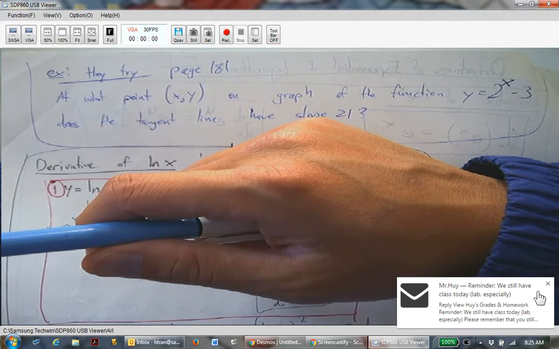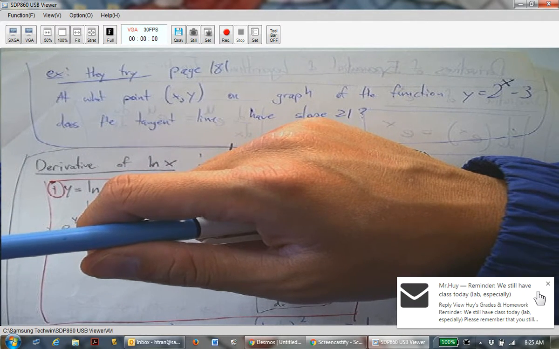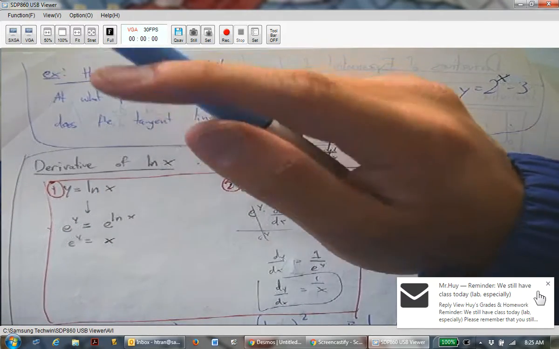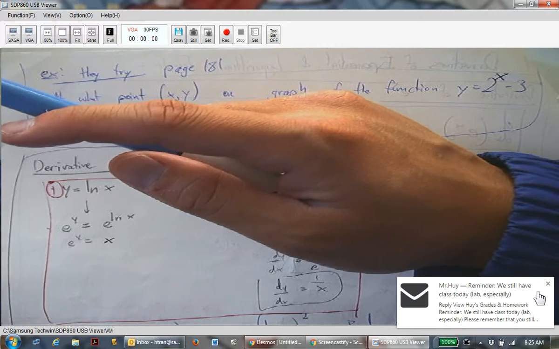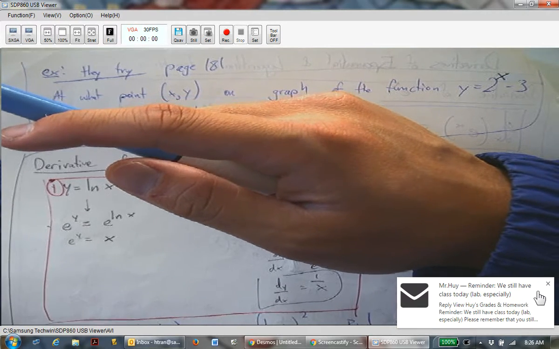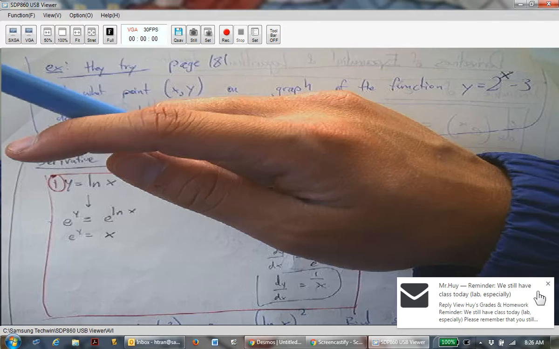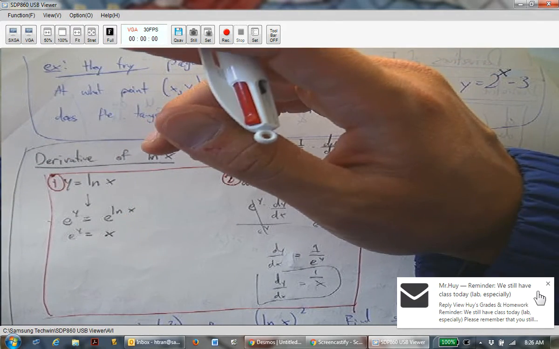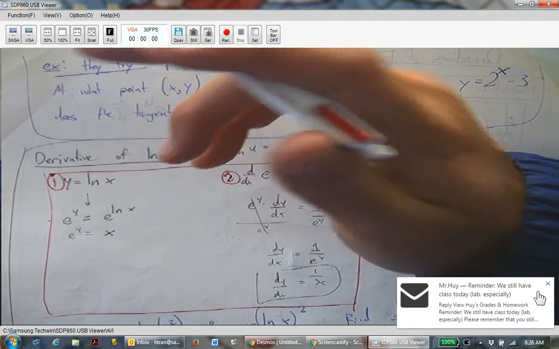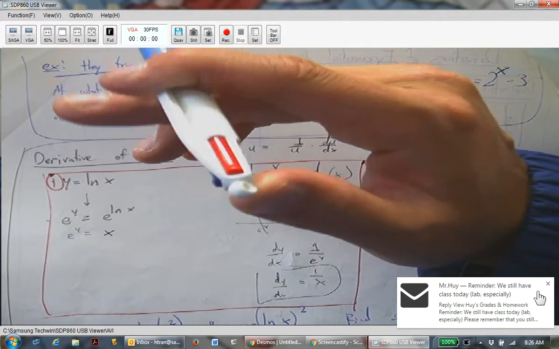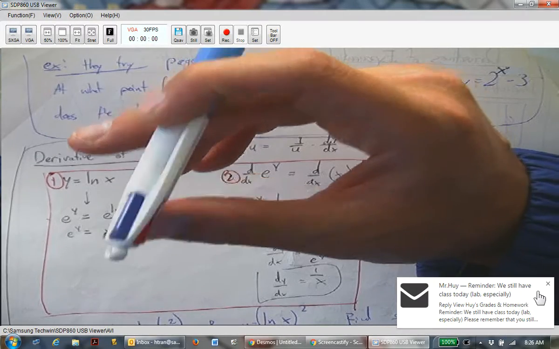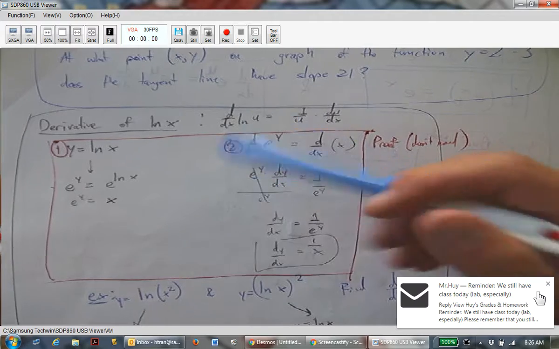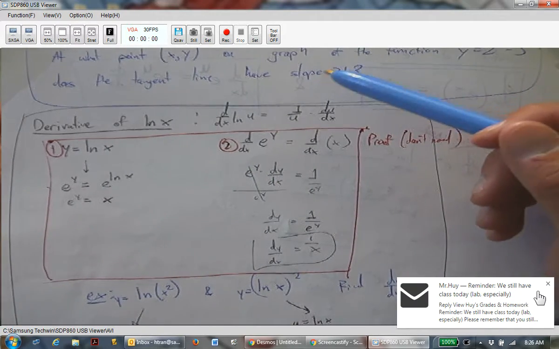Okay, this example is: at what point xy on a graph of the function y is equal to 2 to the x minus 3 does the tangent line have a slope of 21? Knowing what you have to do to take the derivative of any base to the exponent of x, can you answer this question? The way I phrase that is a yes or no question, but the question itself that I'm posing is not a yes or no question.